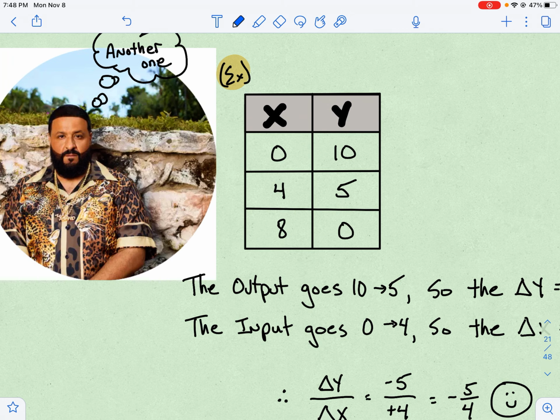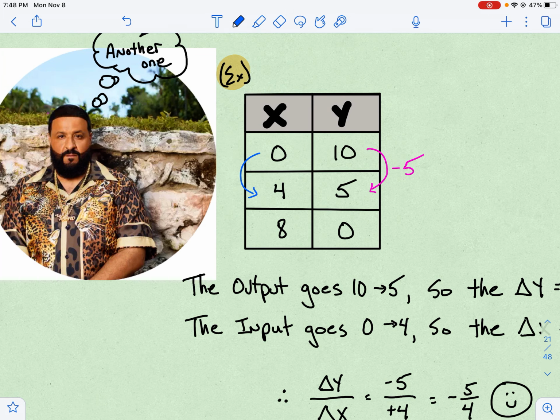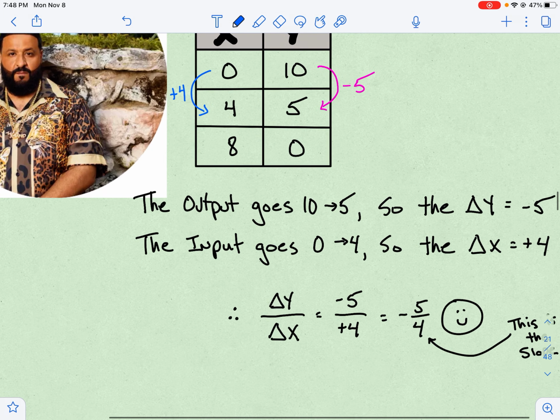So here's another one. On the right-hand side, we're going to take the Y value, 10 to 5. We're going to go ahead and say it goes down by 5. On the right-hand side, we're going to do the same idea. We're going to talk about 0 to 4. That one goes up by 4. 0 plus 4 equals 4. And then look down here towards the bottom. All right, there's your -5. There's your +4. And next to it is your slope. That's pretty nice. It's easy to work through.